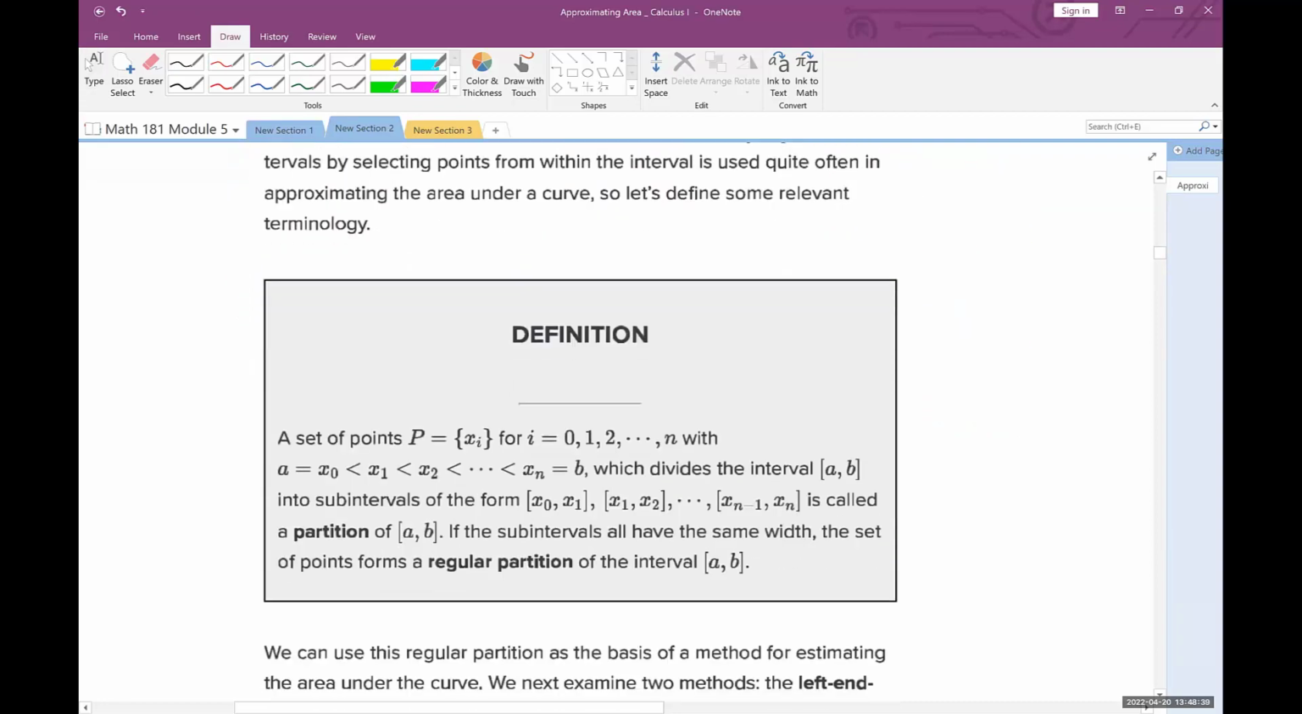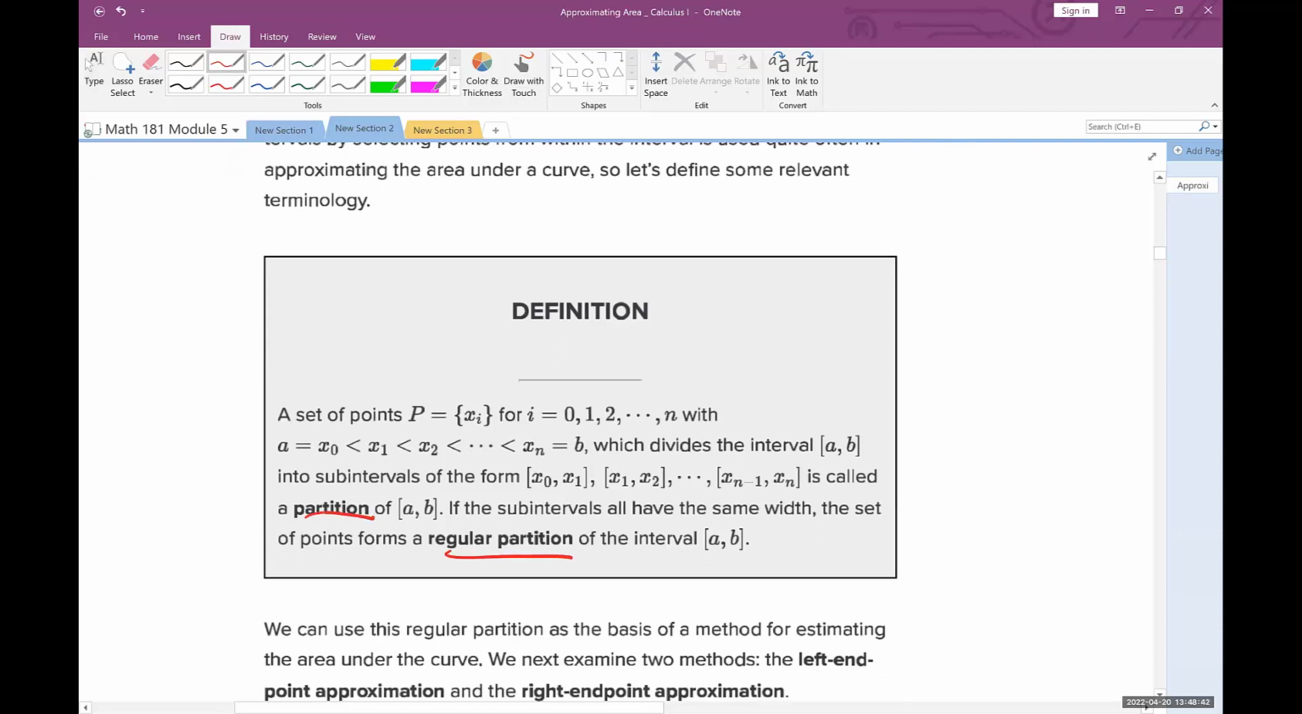So here's our actual definition, and we talk about the term partition and a regular partition. A partition is a set of points P equals x sub i, for i being 0 through n. A is going to be equal to the left endpoint, and B is the right endpoint. We go from left to right, x0, x1, x2, x3, across until we get to B. We form these intervals, x0 to x1, x1 to x2, all the way to the end, and those are called the partitions, broken up into intervals. If they're all the same width, which for the purpose in the beginning of this they will all be, then those are called regular partitions. They're all the same width, like all 1/2 or 0.2 or something like that.